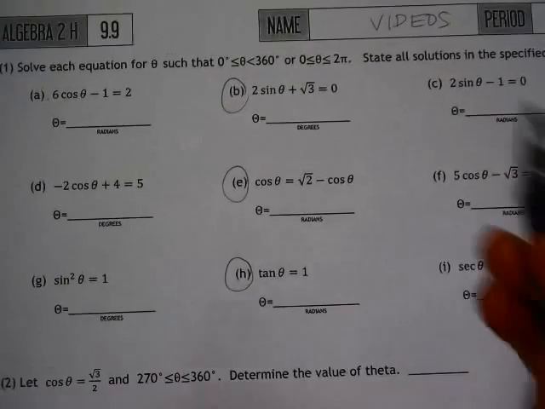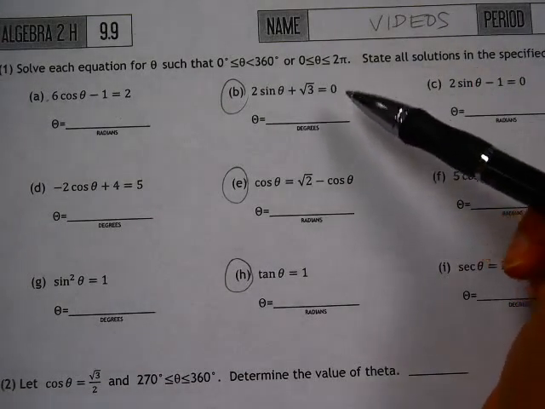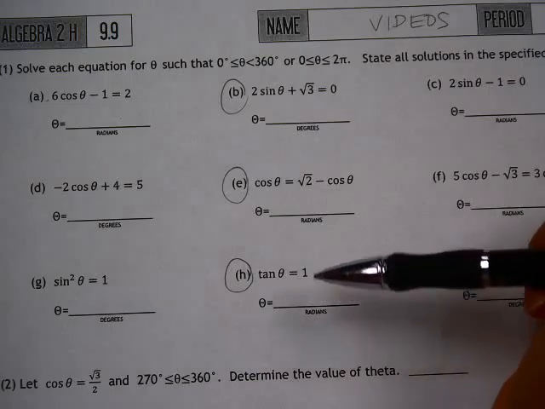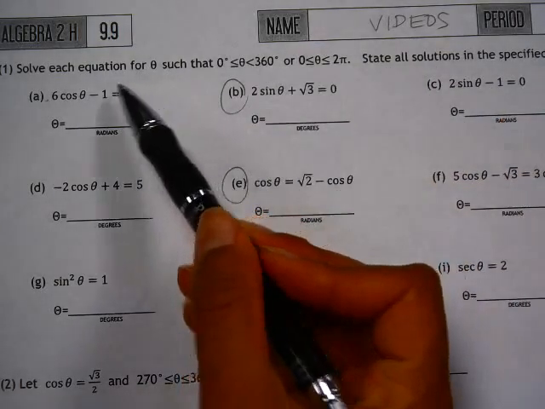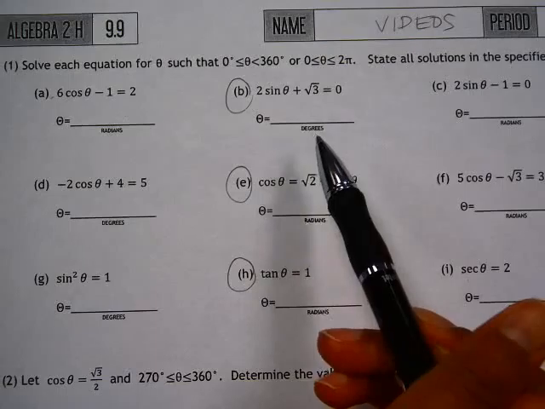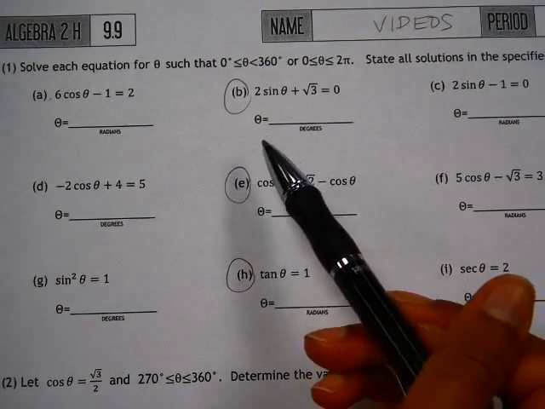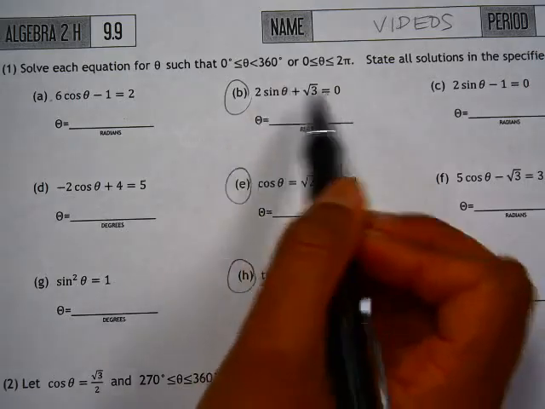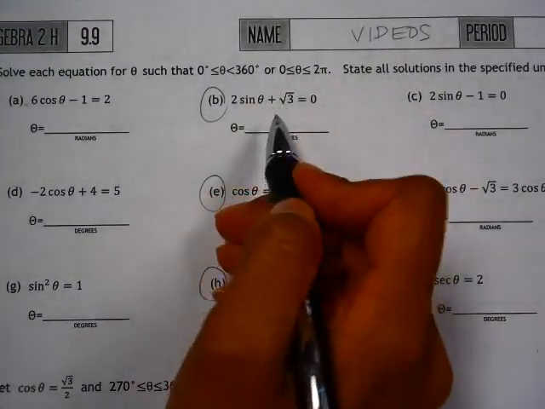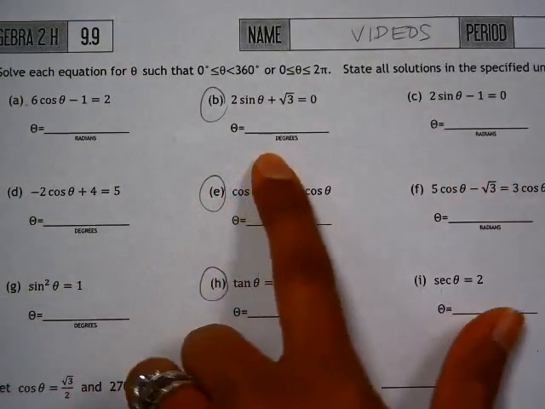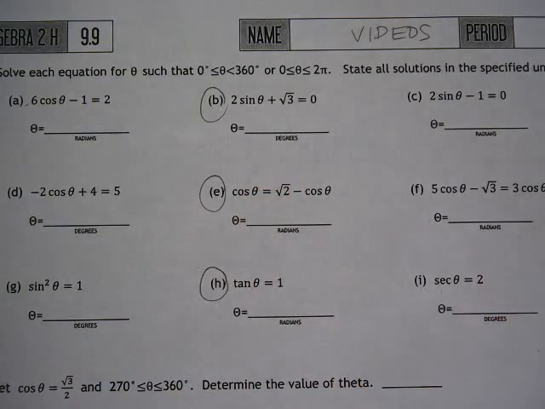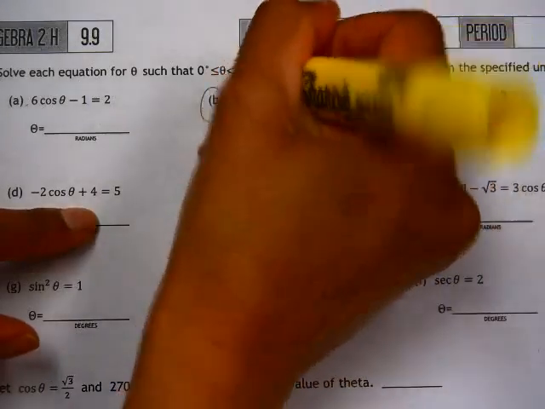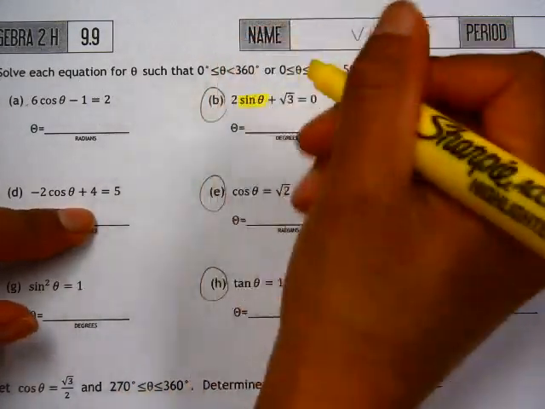This is a video for 9.9, and in this video we're going to look at solving trig equations. So we're going to solve for theta either in degrees or radians, depending on the problem, and we'll look for any angle on the unit circle that satisfies the equation. So here we're going to treat this like any other equation, except instead of having a variable such as x, we're going to try to isolate the trig part of it.